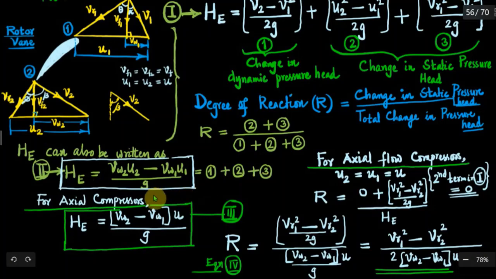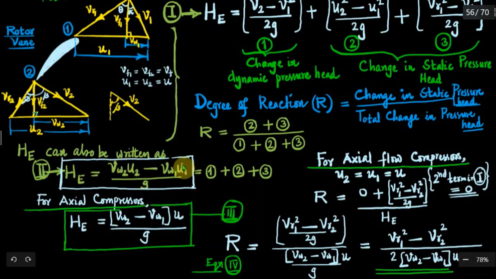In fact, using the velocity triangles applied in the context of turbo machineries, we derive this expression as the sum of the three terms given by equation number 1 here. In fact, VW2 U2 minus VW1 U1 divided by g. Both are the same. And now for axial flow compressors, you know that U1 is equal to U2 is equal to U, so U can be taken out. So that will become HE is equal to VW2 minus VW1 into U, divided by g. Let it be equation number 3.